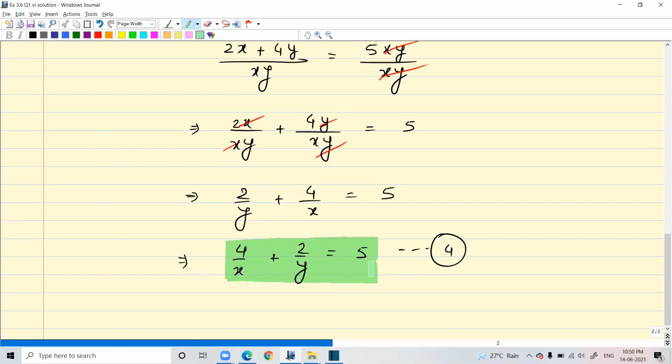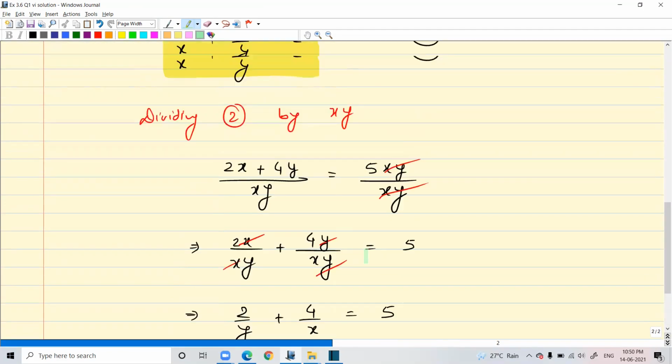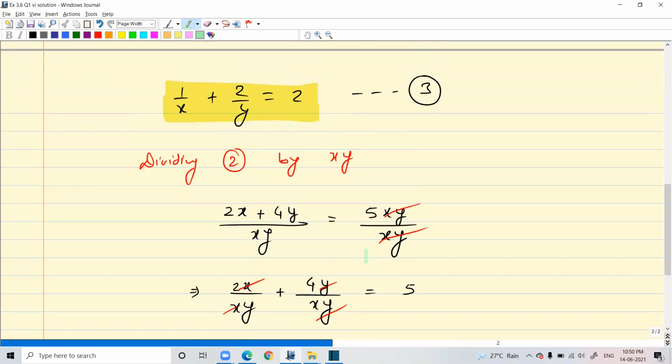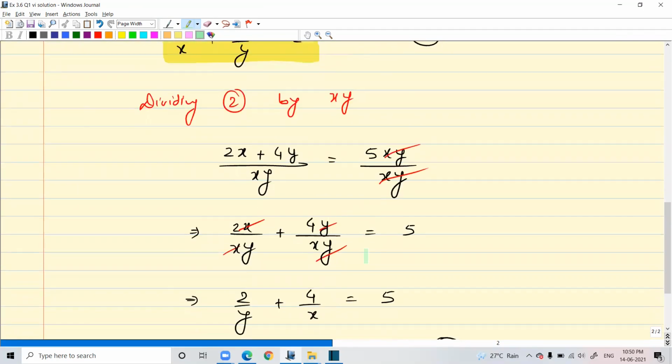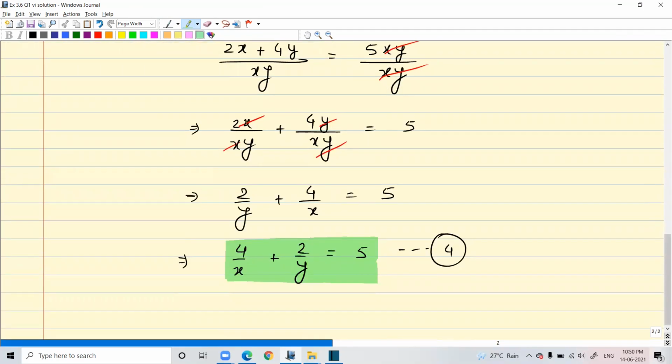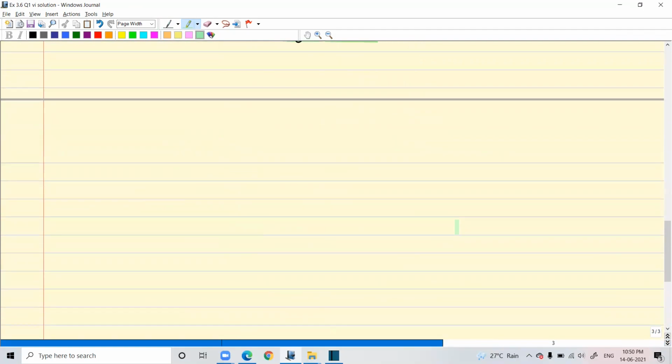We have solved many problems like this as of now. So 1 by x and 1 by y, we need to assume to be some other variables. So let's do that. Let 1 by x is equal to a and 1 by y is equal to b. So now we can rewrite our third equation again. So equation 3, what will it become?